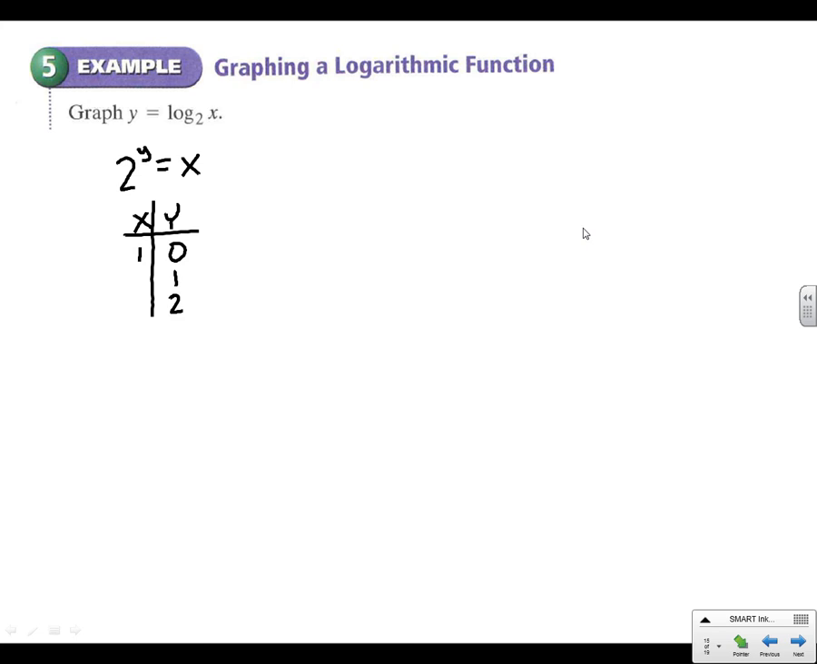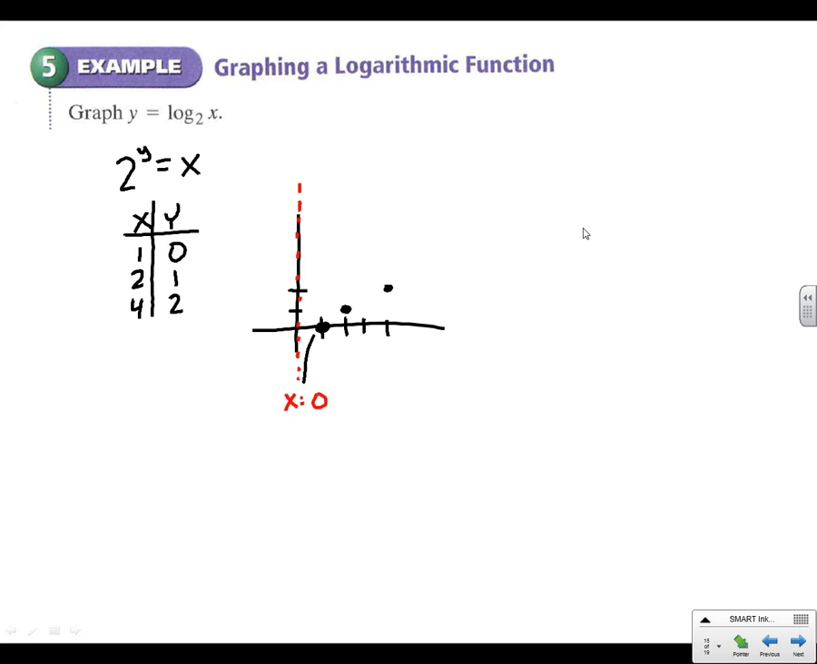So 2 to the 0 is 1, 2 to the first is 2, and 2 squared is 4. Let's go ahead and graph it. So we've got (1, 0), (2, 1), and (4, 2). And remember, we know that we have a vertical asymptote at x equals 0. Definition of a logarithmic graph, it's always going to be like that.